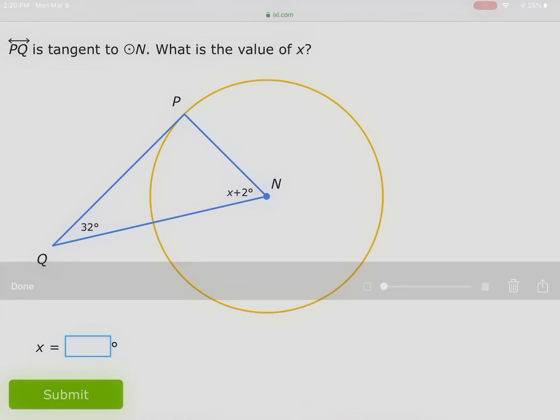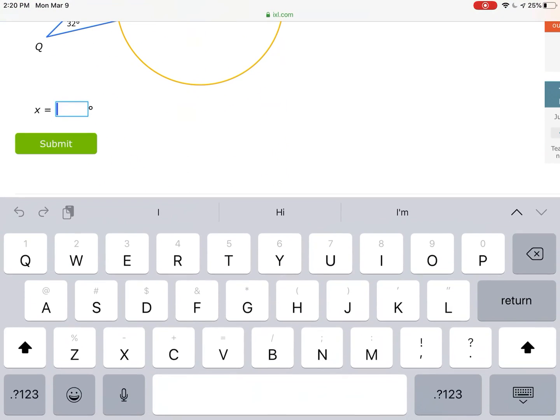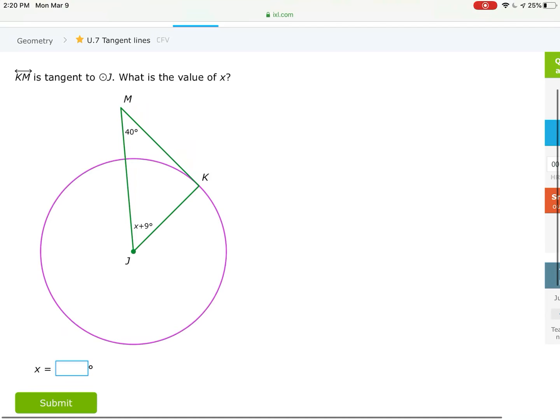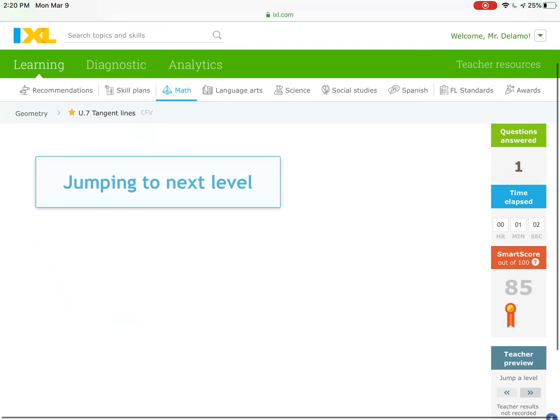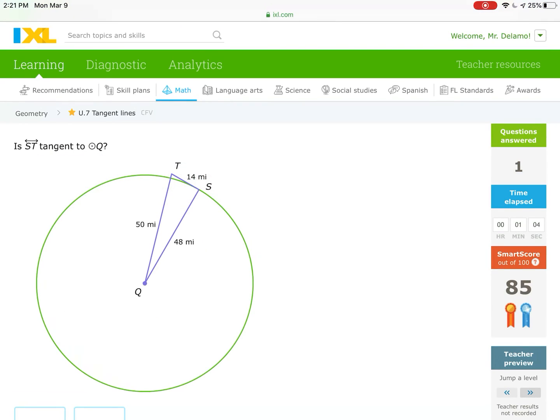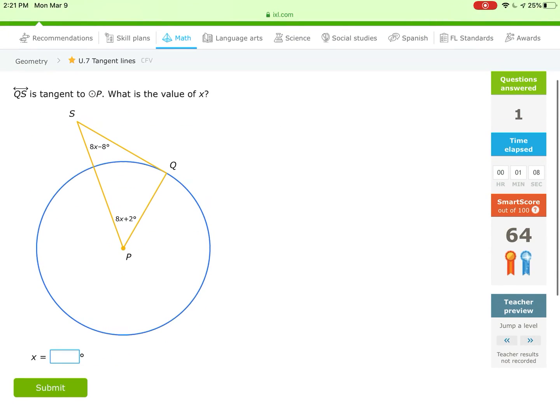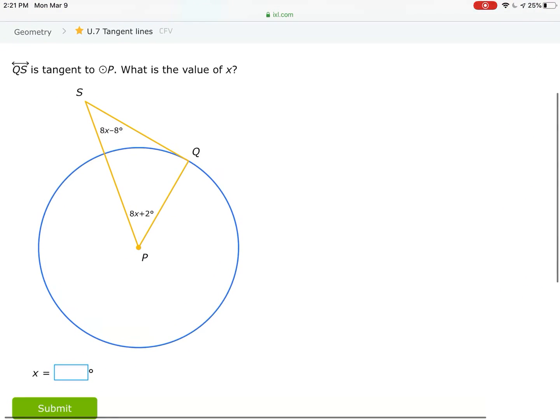Okay, let's see if there's a harder type. So we got 56. This one's kind of the same thing. Let's see if we can get a harder one. No, same. This one's better. So this one's a little bit tougher of an equation.